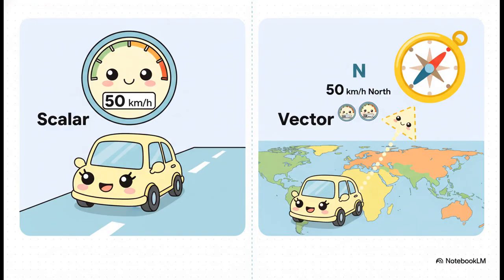See? This slide nails the difference. Your car speedometer says 50 kilometers per hour. That's a scalar. But telling your map app that you're going 50 kilometers per hour north, now that's a vector. And believe me, that one extra piece of information, the direction, is absolutely critical in physics.